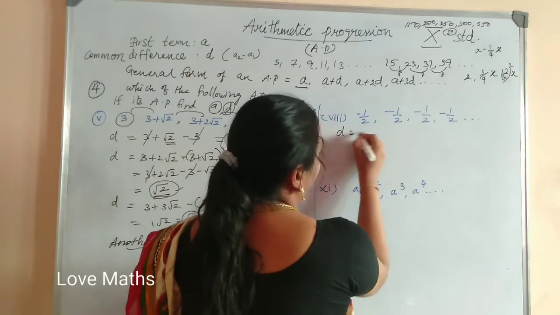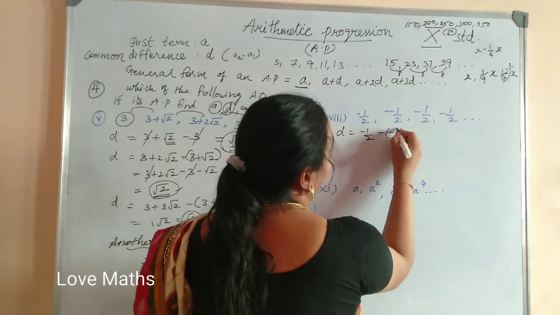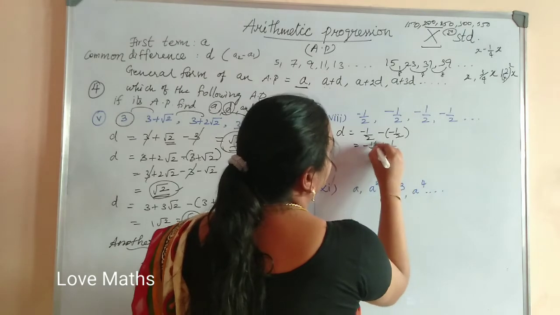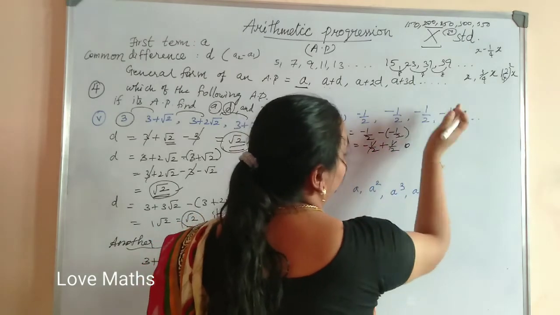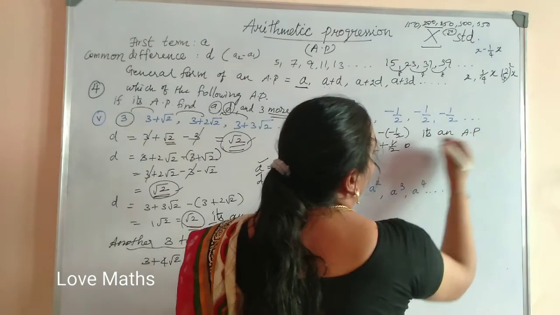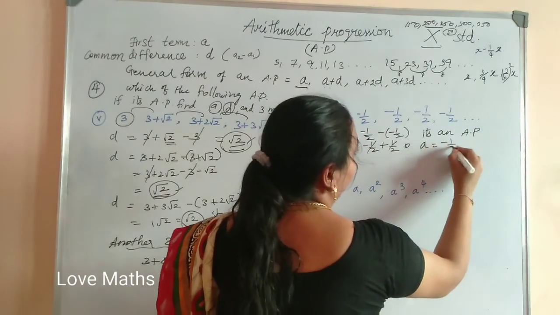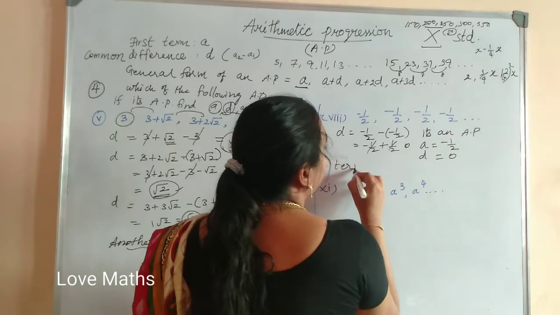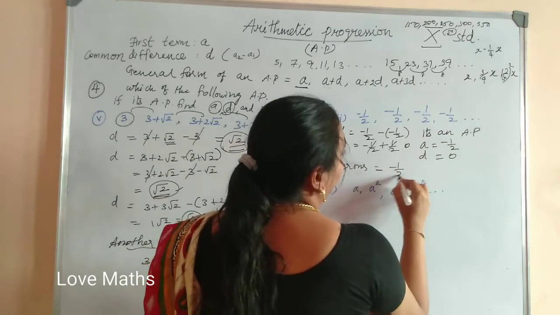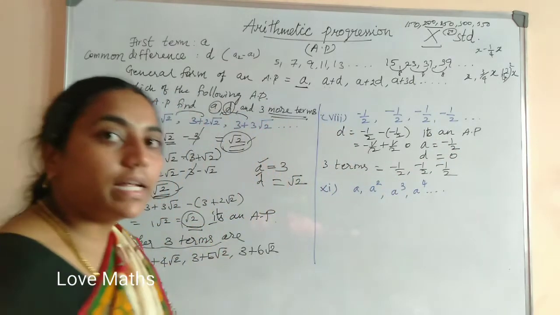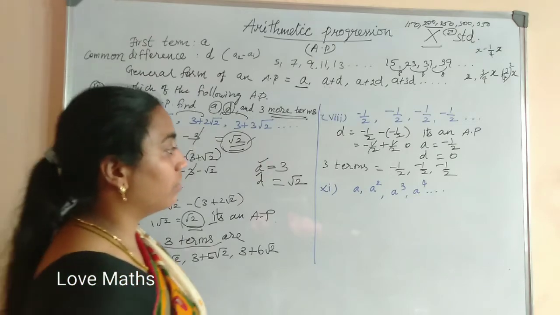If you want you can check. Minus 1 by 2 minus minus 1 by 2: minus into minus is plus, so it cancels to 0. Do the same as usual. So it's an AP. So what is the A value? Minus 1 by 2. The D value is 0. The other 3 terms are also the same: minus 1 by 2, minus 1 by 2, minus 1 by 2. That's all.